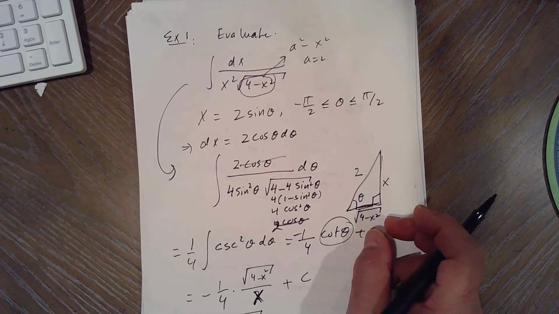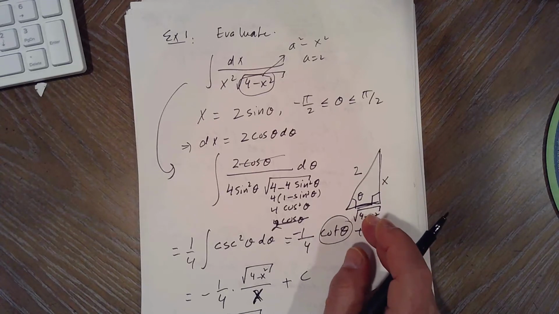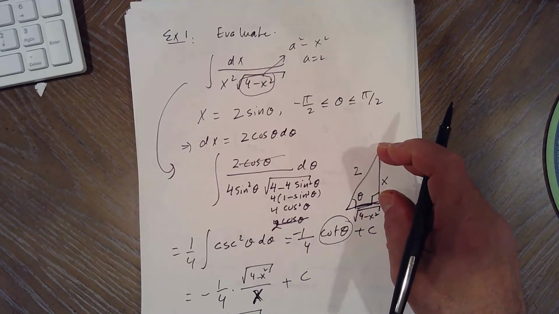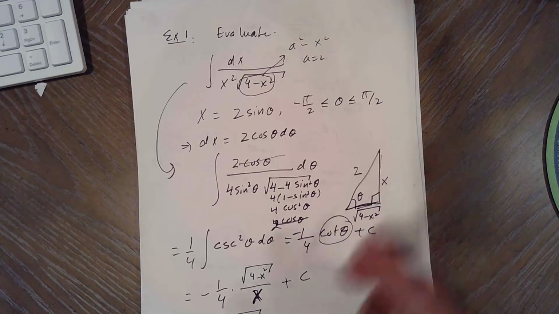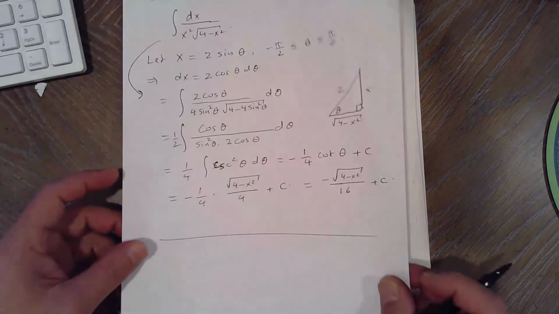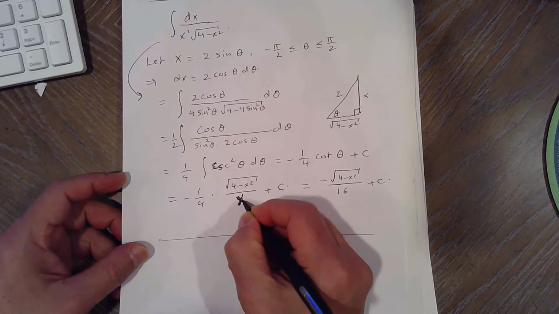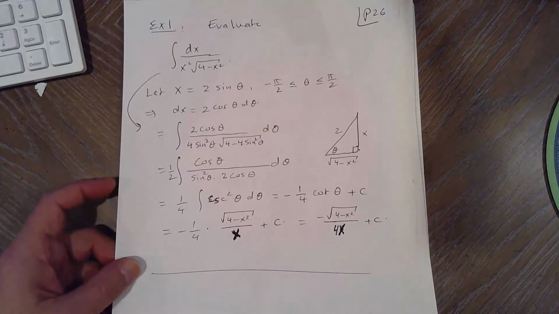Cotangent theta. Tangent is opposite over adjacent, cotangent is adjacent over opposite. So this is going to be x, and it's going to be 4x. It's wrong in the notes, let's fix it. Tangent is opposite over adjacent. Cotangent is adjacent over opposite, yeah. So this should be x. Please fix it in the notes, and this should be 4x. In the notes, page 26.